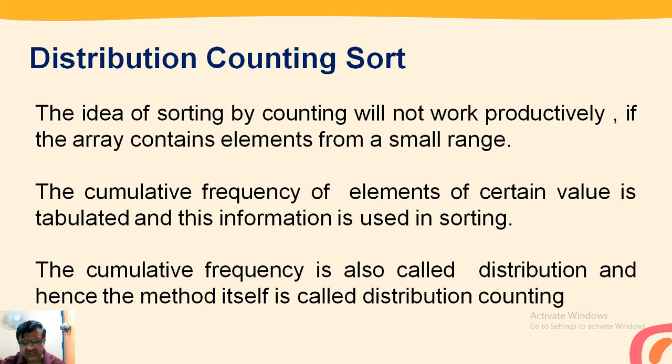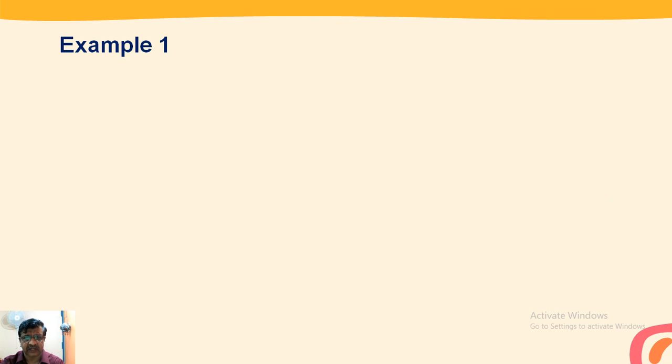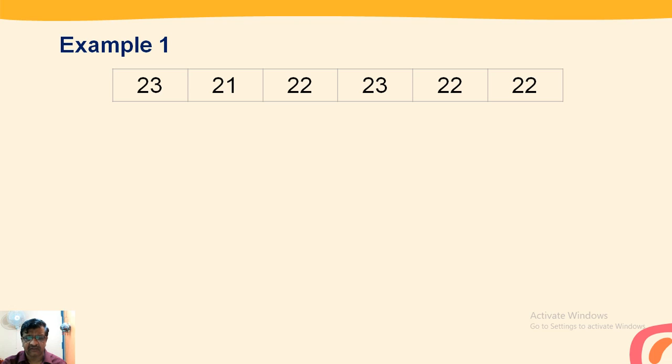This enhanced information about each and every element, with special reference to their cumulative frequency, will be effectively used in order to place the element in the sorted array. Of course, we will take a simple example to reinforce our understanding of the distribution counting sort method, which is based on the space trade-off. Let us consider an array consisting of 6 elements, with the highest value being 23 and the lowest value being 21. Therefore, the range happens to be 23 minus 21, just 2.